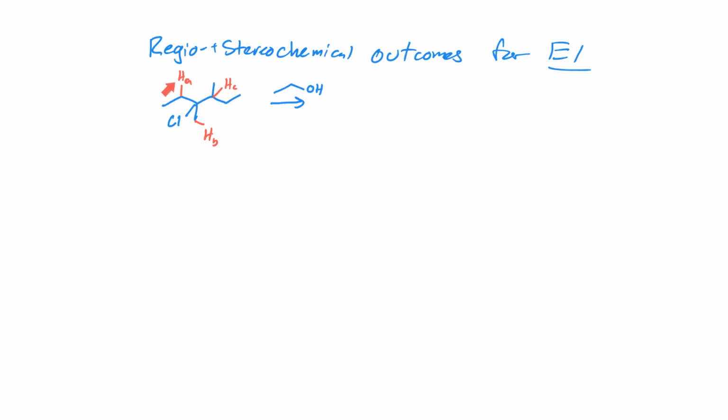So of course, if we lose HA and we lose the leaving group, we're going to form an alkene at this position here. That would look like that. And the next question is, so that's the regiochemistry, right? Where does the alkene form? It forms between the hydrogen that's lost and the leaving group. So it forms right here in this case with loss of HA.